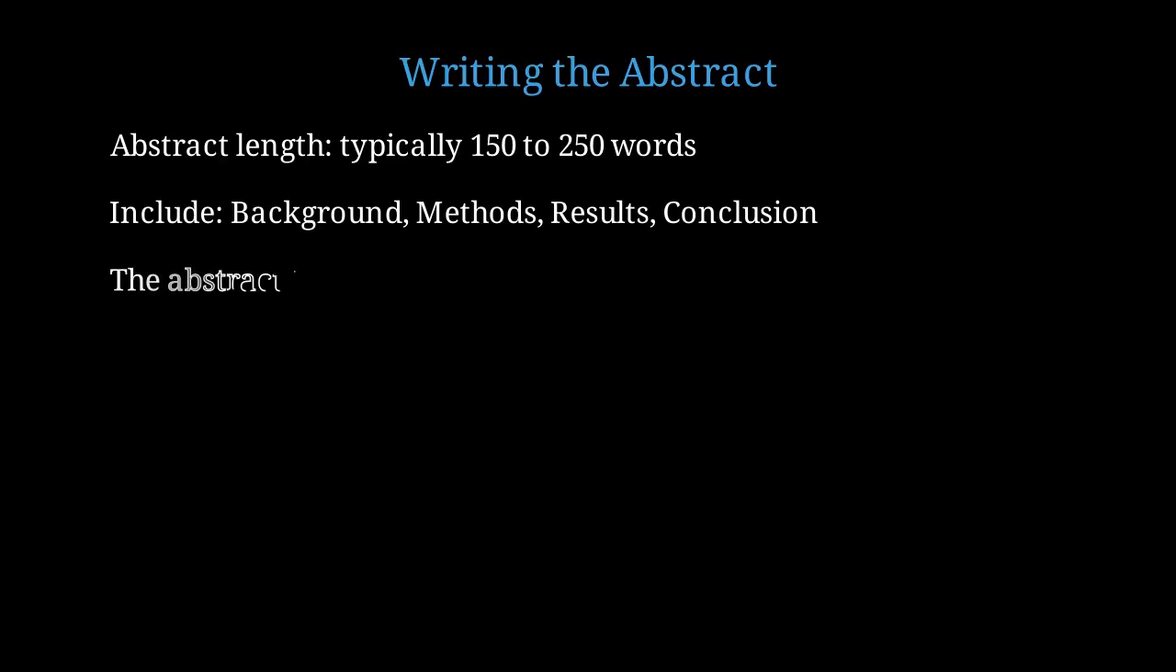Finally, write the abstract last. This is a complete mini version of your paper. Most journals require abstracts between 150 and 250 words. Every word must count. Include 1 or 2 sentences each for background, methods, key results, and main conclusion. The abstract is crucial because it's often the only part people read. Make it compelling and clear.